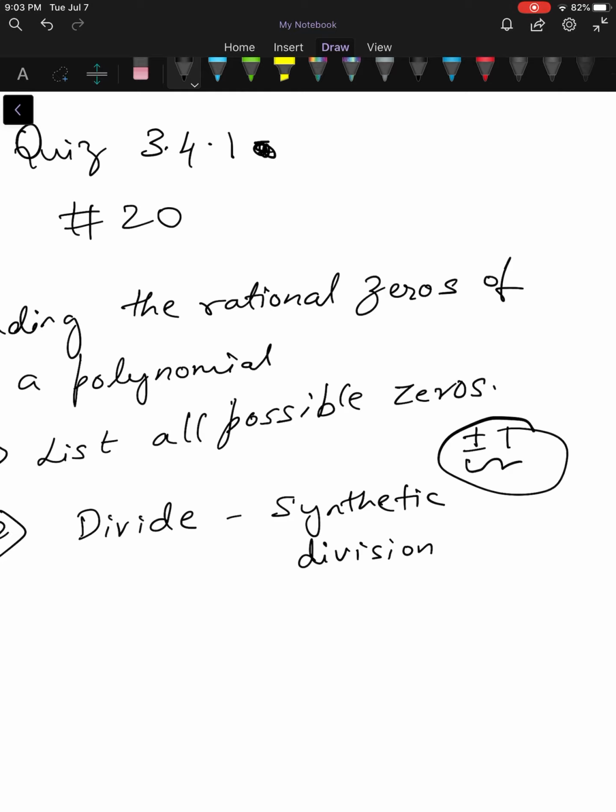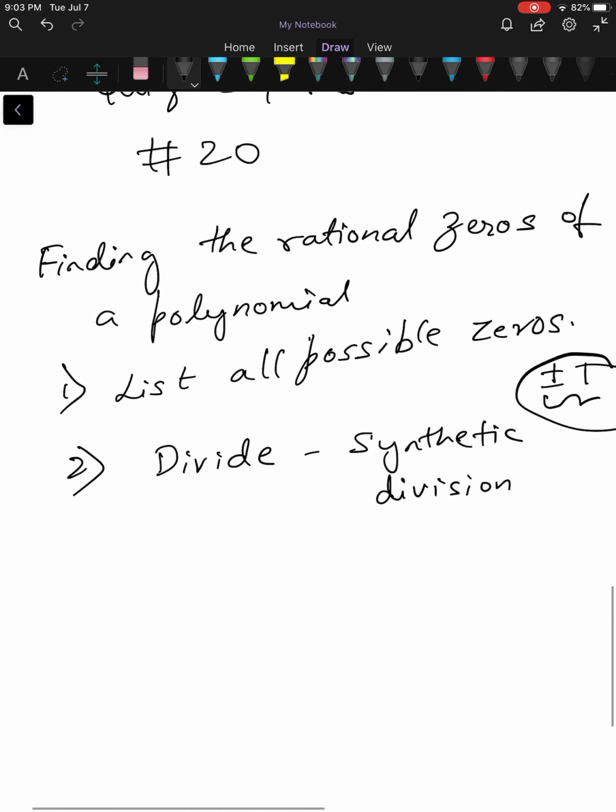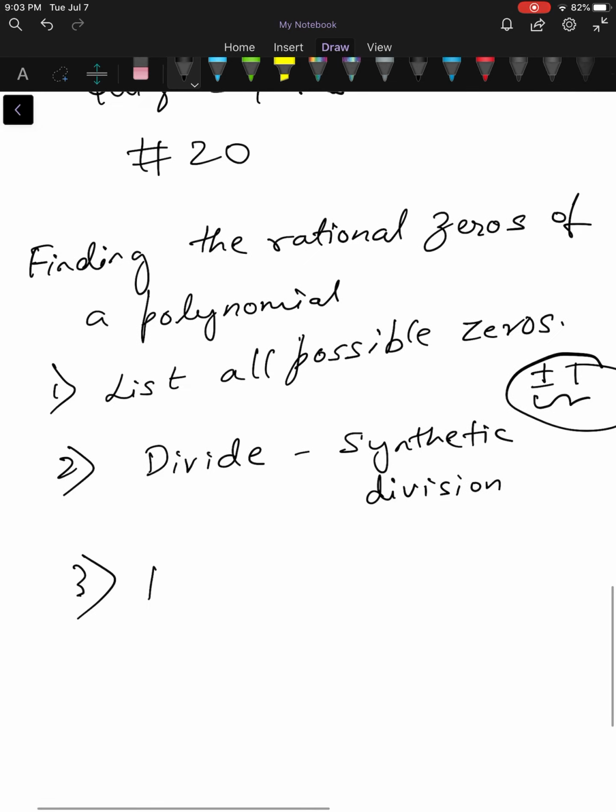Okay, so third is repeat. Repeat the process for all the possible options that you have listed out in step 1. Repeat the synthetic division process for all the possible zeros that you listed in step 1. So we will do a problem in this case.